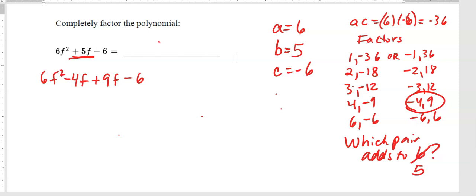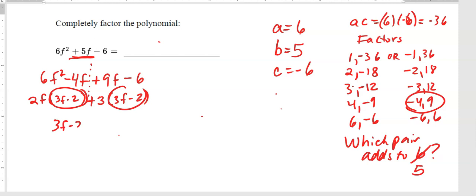And now I can use factor by grouping, which says find the greatest common factor of the first two terms and the greatest common factor of the third and fourth terms. And then reunite them. And then the greatest common factor is 3f minus 2. And my second binomial is whatever's left over. So 2f plus 3.